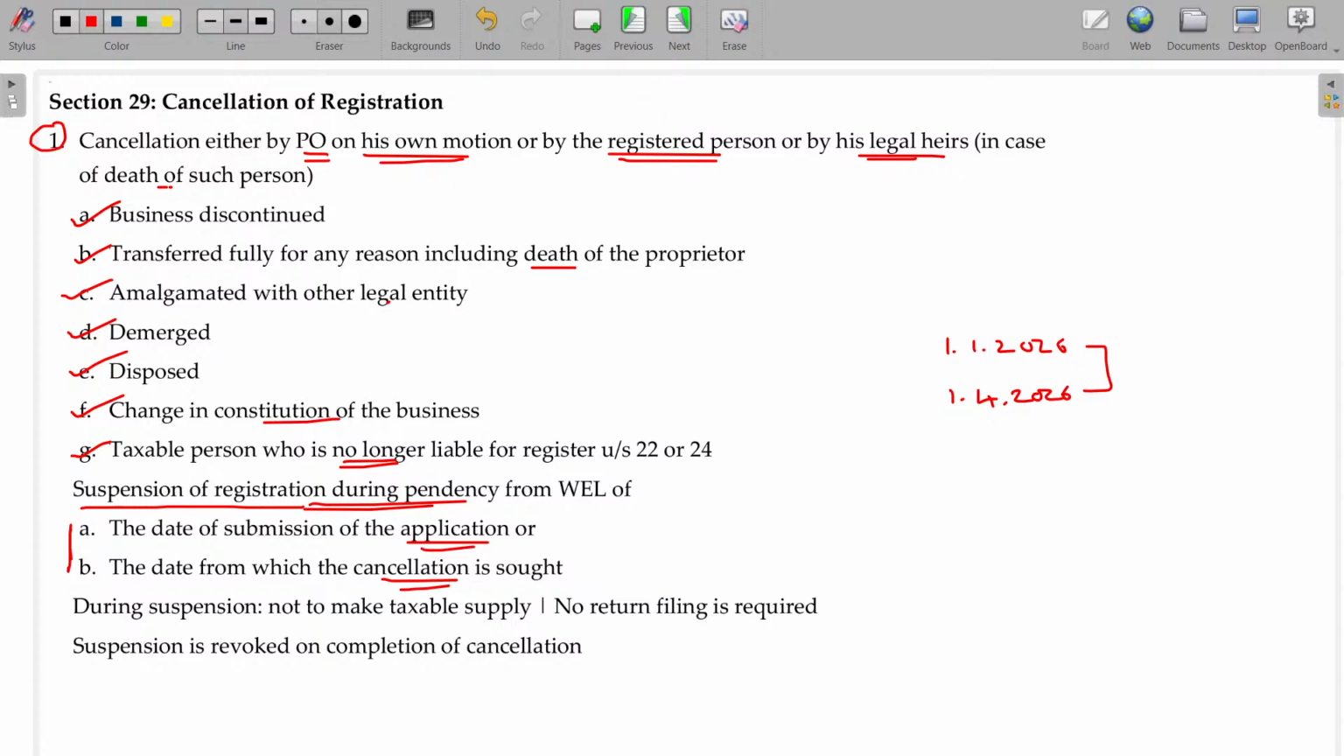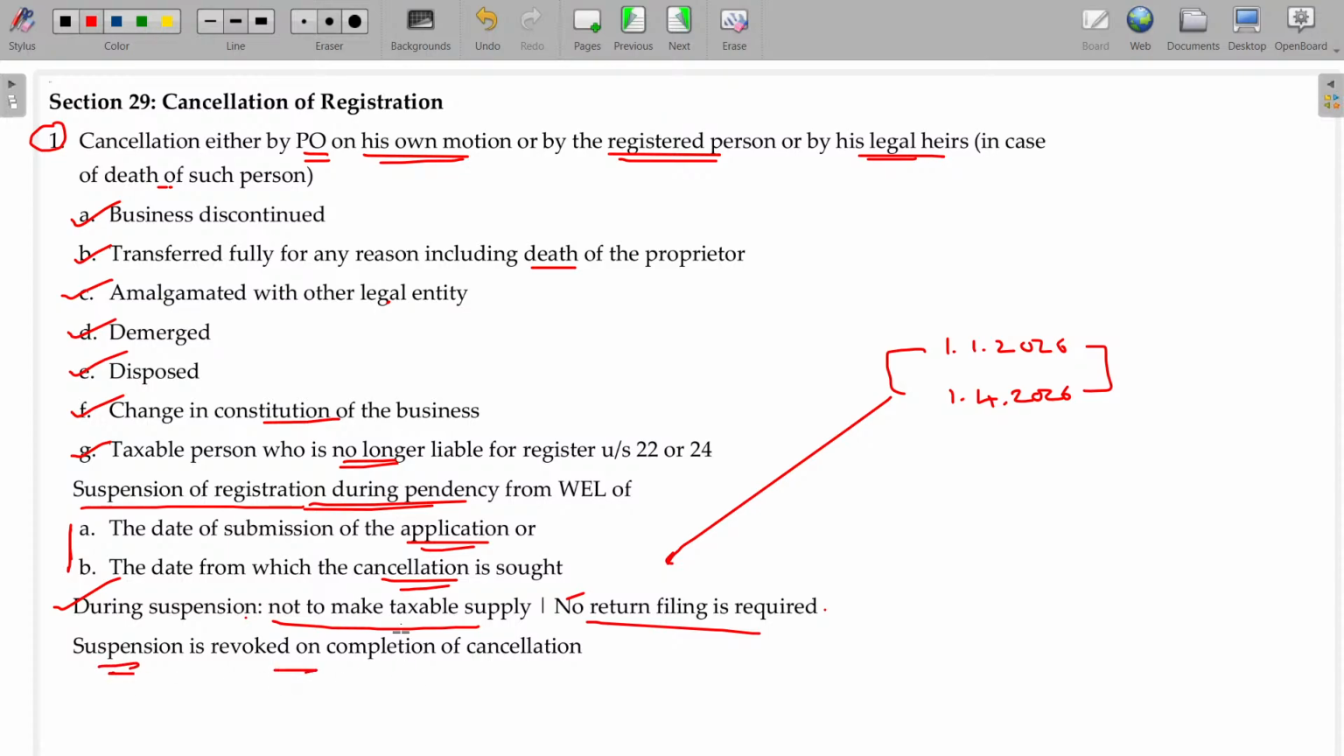Because something will be checked, like once your cancellation is confirmed, you are not eligible for the ITC. Similarly, you are not eligible for claiming the GST. So you have to fulfill these conditions. Whether you are following these conditions or not is going to be verified. That is called pendency from the department side to verify. So during that period, it is suspension. During suspension, you are not to make any taxable supply, and no return filing is required. In this period, you need not file the required return and you should not do any supply.